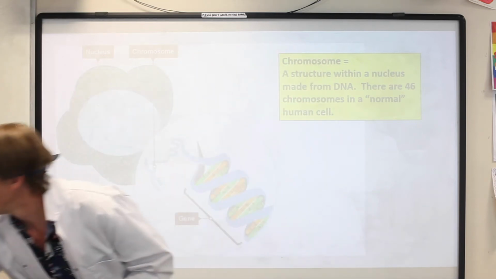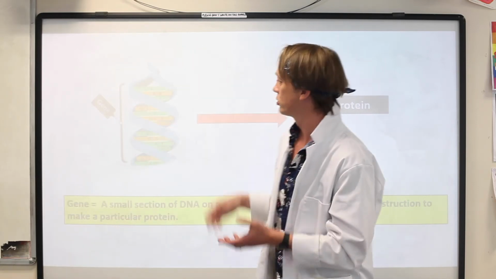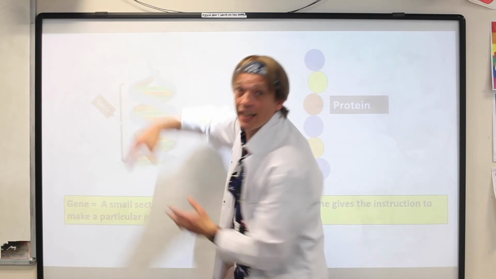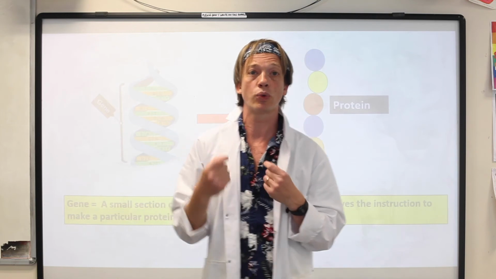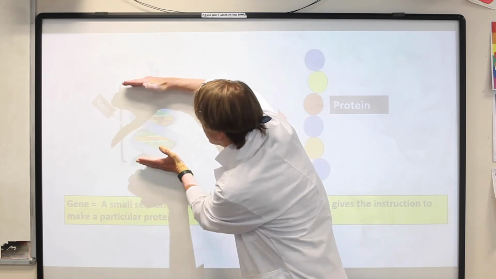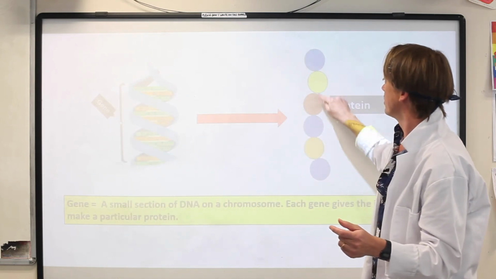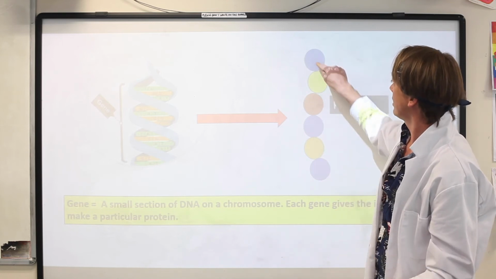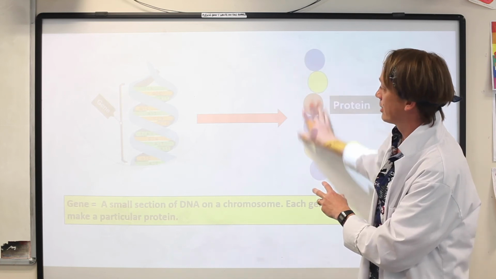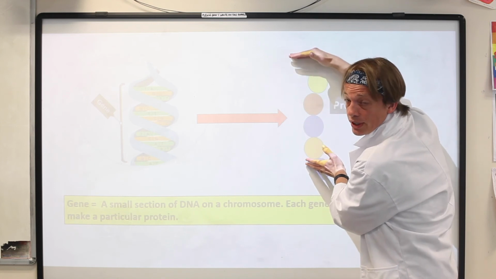And now let's move on to look at this thing called a gene. So what's a gene? A gene is in effect a section of DNA. In each cell you've got about 20,000 to 25,000 genes, and a single gene is a section of DNA that gives the information to make a particular protein. These things are amino acids, and when you stick all your amino acids together, it makes a protein. So genes give the information to make proteins.